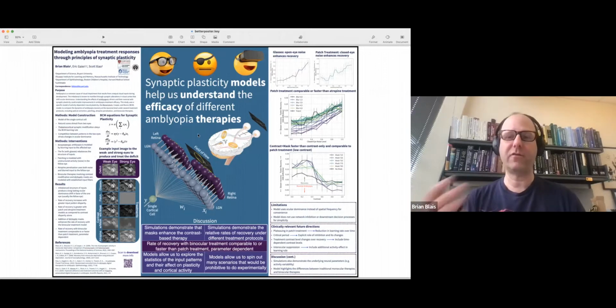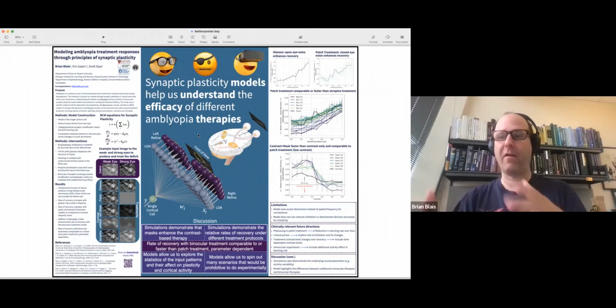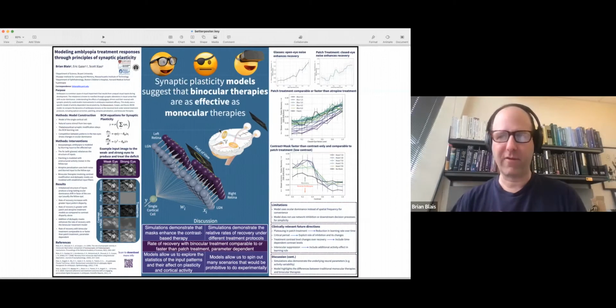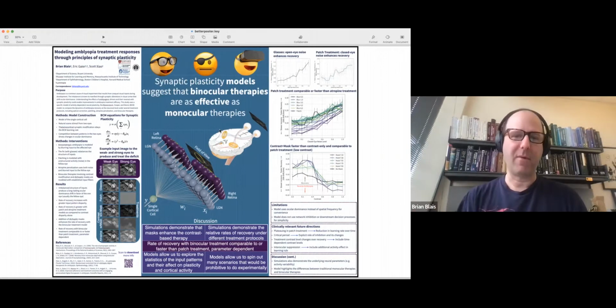All right. And it is true that one of the points I was trying to make was that we can use these models to explore a lot of different scenarios. A better one would have been, given that this main message is also reiterated a little bit here, that models allow us to spin out many scenarios that would be prohibitive to do experimentally. If I were to change it, I would make something a little bit more direct, something like the synaptic plasticity model suggests that binocular therapies are as effective as monocular therapies, something that makes a statement about a result, and that's something that I wanted to do.